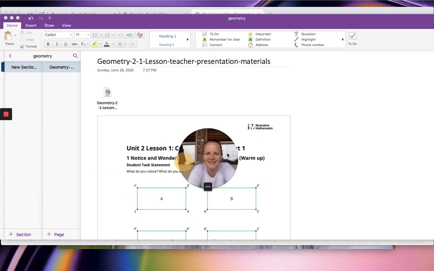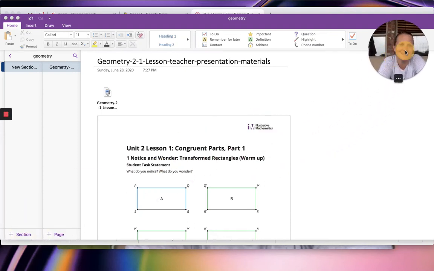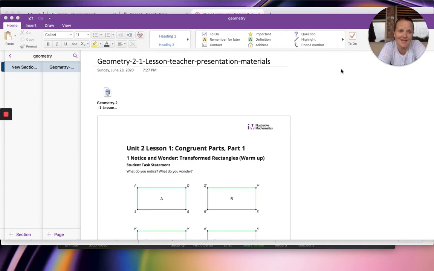Hey there, geometry. We have a new program to try, so wish us luck. We're working with OneNote today. It's really small. I don't know how to make it bigger, which is really sad, but we're going to try it. I think I can write everywhere, so it's not going to be that big of a deal.